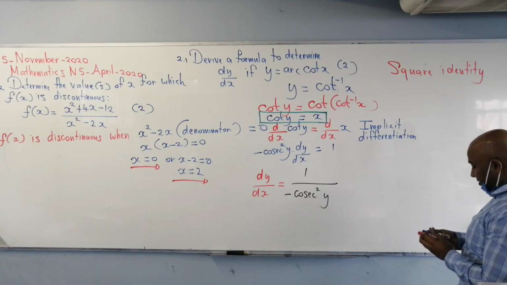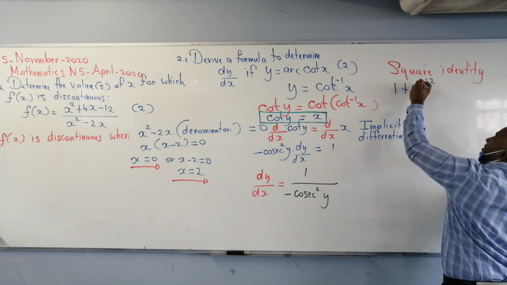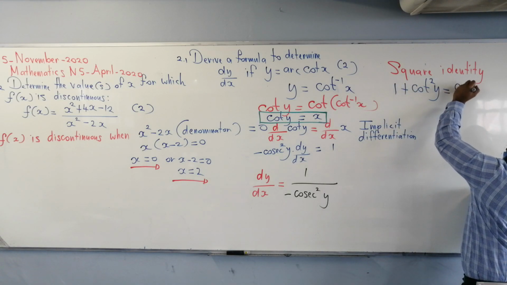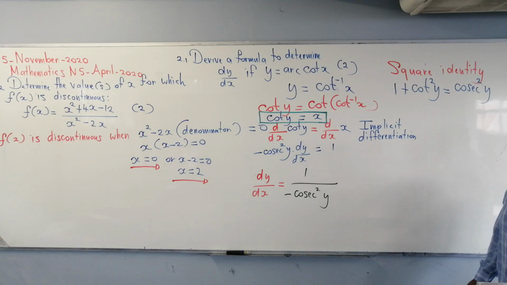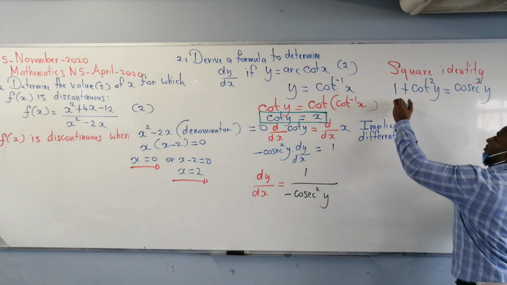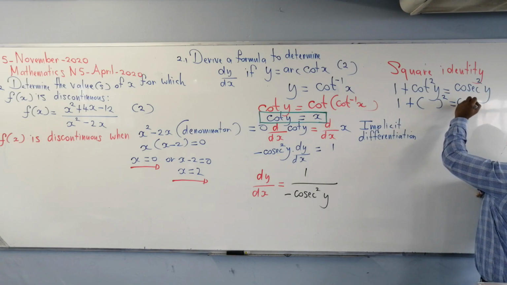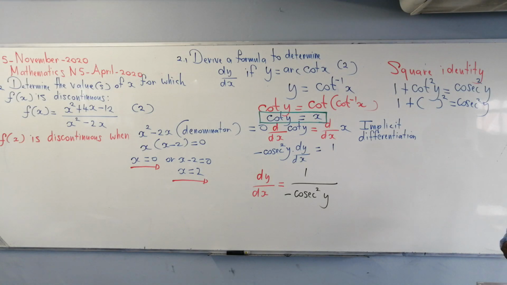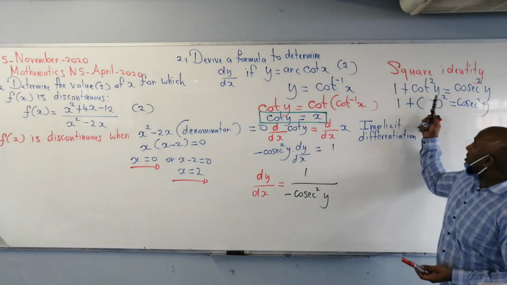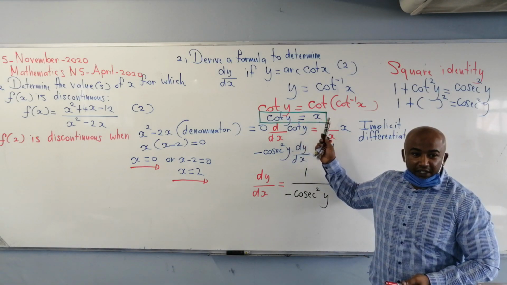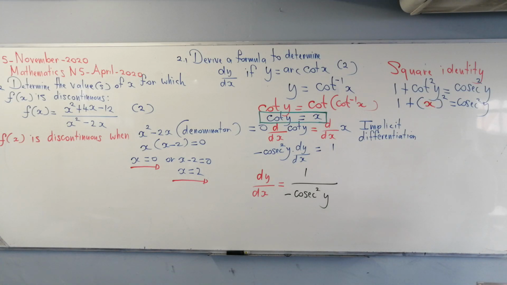So from your square identity, we know that 1 plus cot squared y is equal to cosec squared y. This is given to you if you forgot it. 1 plus cot squared is equal to cosec squared. So therefore, 1 plus cot squared, in a bracket. Why am I introducing a bracket there? Because I know that cot of y is actually x. So therefore 1 plus x squared is equal to cosec squared.